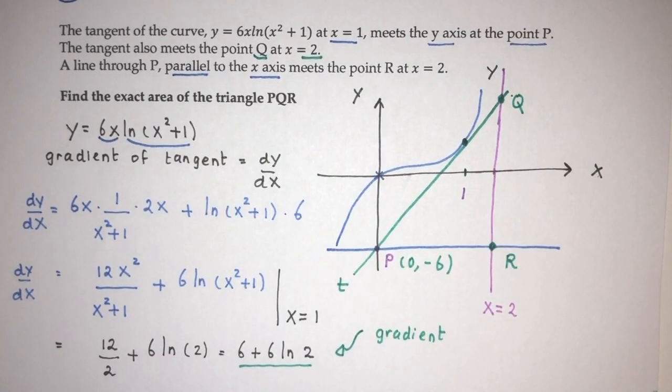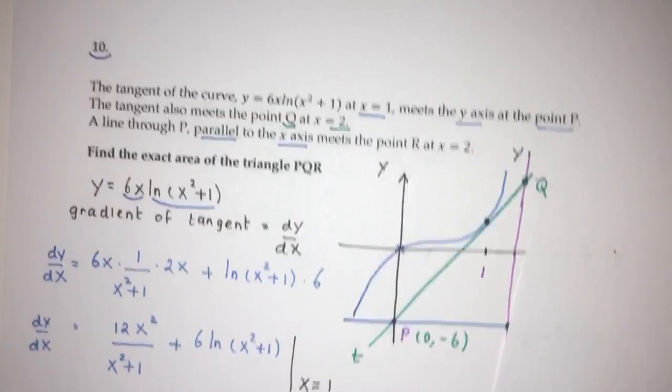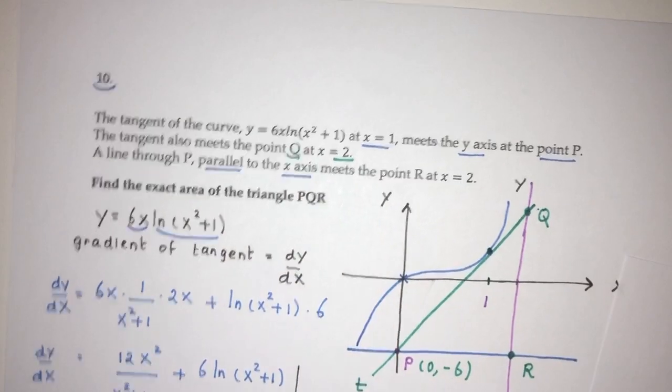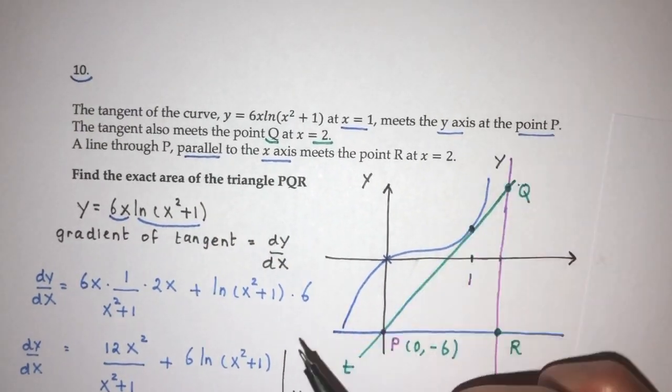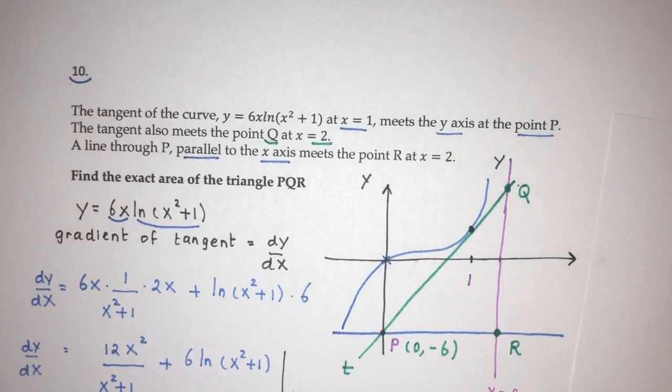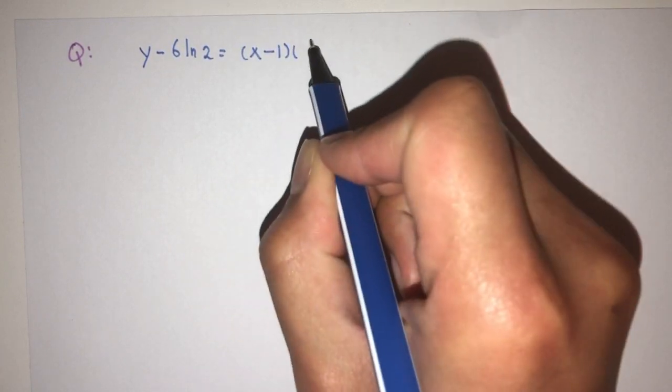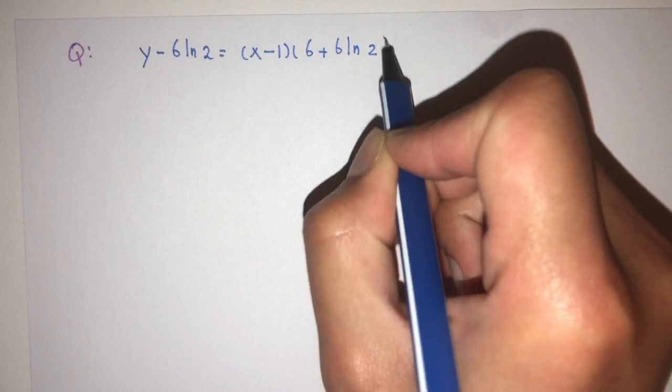Now let's find the point Q. How would you find the point Q? As you can see, it says that the point Q is where the tangent meets the line x equals 2. So it is a point of intersection between this line and the tangent. So again, we have to solve a simultaneous equation. Let's rewrite the equation of the tangent. As we have seen before, let me copy that. It is y minus 6 ln of 2 equals (x minus 1) times 6 plus 6 ln of 2. That is my equation of the tangent.